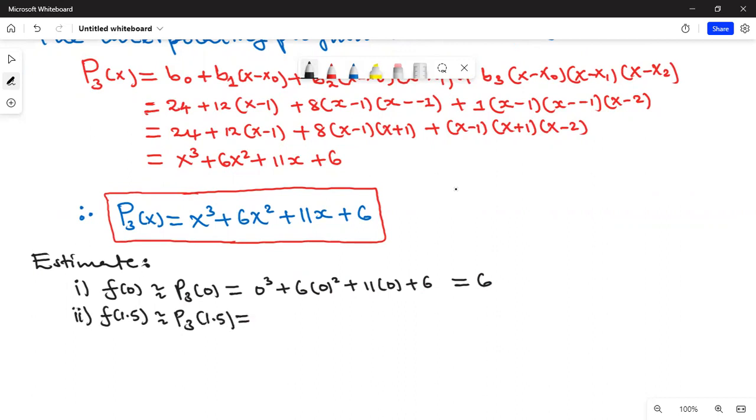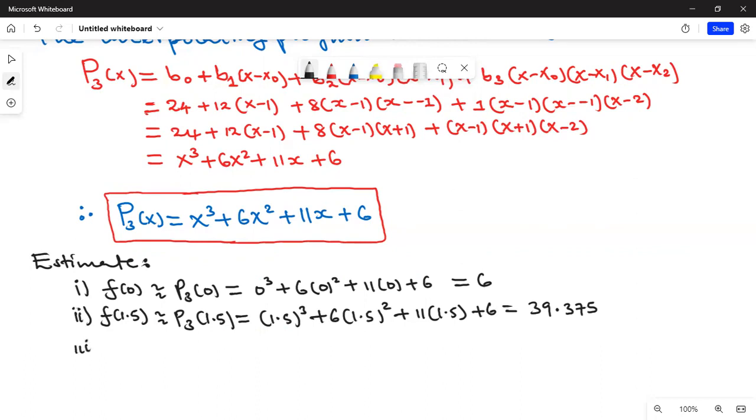And so that is 1.5 cubed plus 6 times 1.5 squared plus 11 times 1.5 plus 6. What should that give us? You can press in your calculator. That should give you 39.375.